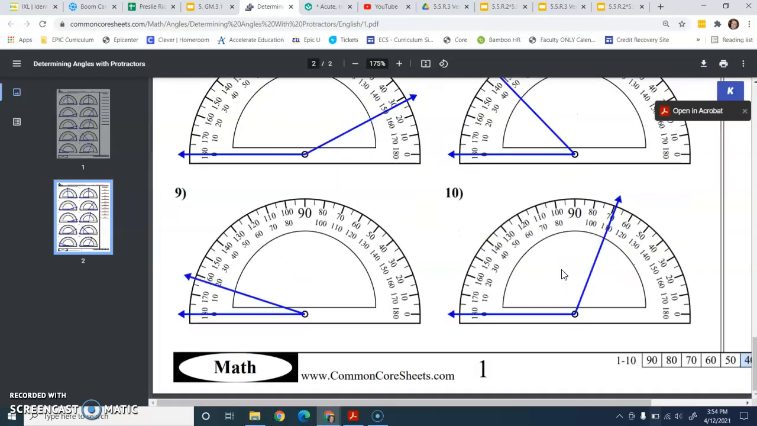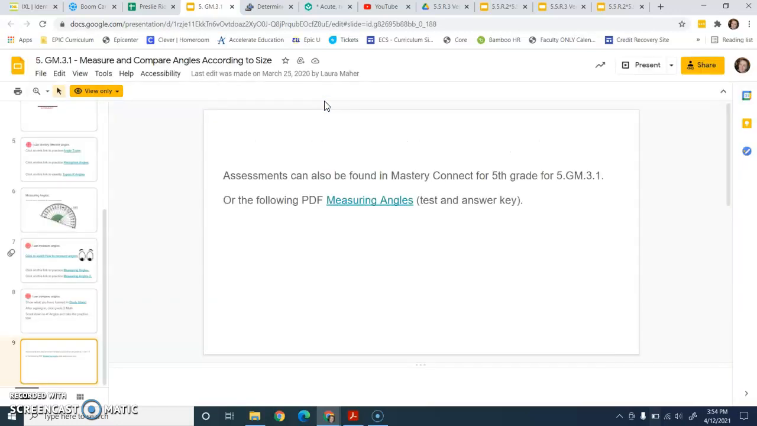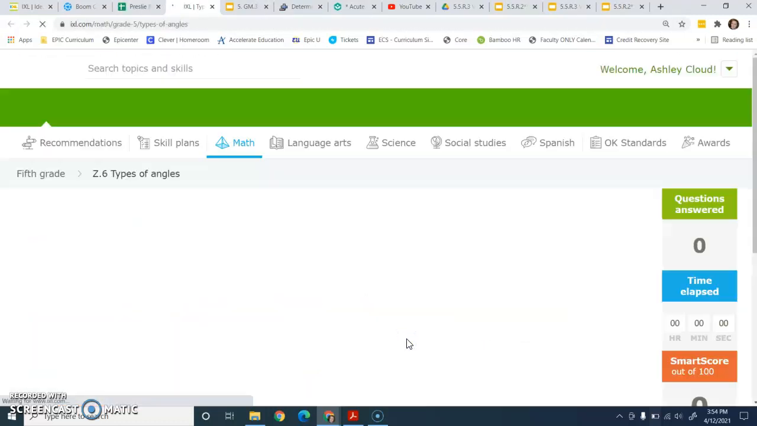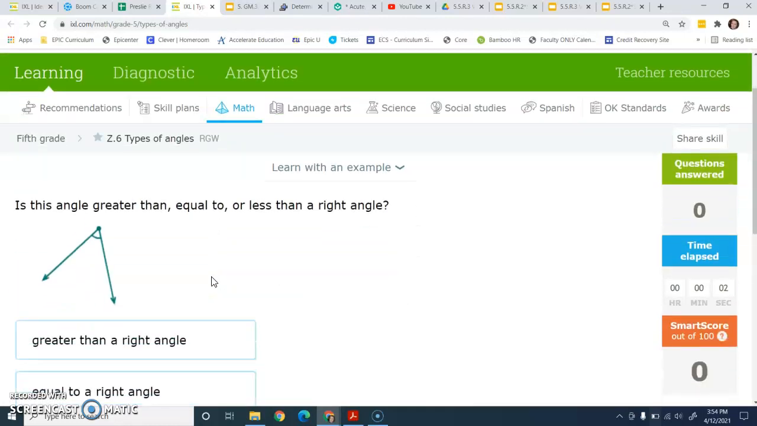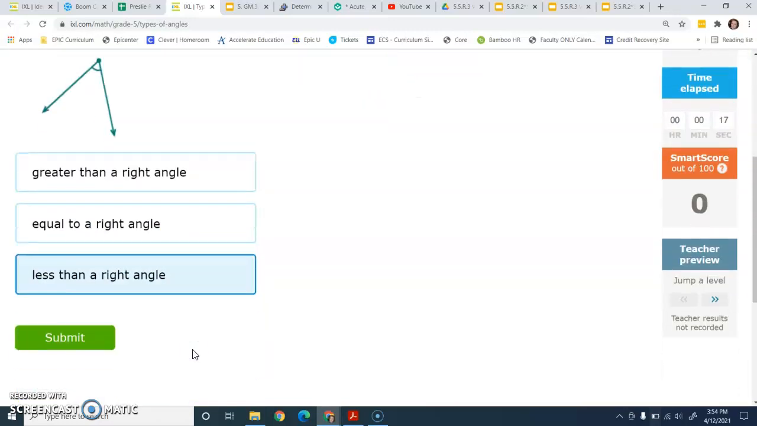So as you can see, this shows you how to measure each of those angles. And that's pretty much it. Your work should be pretty good. So on your IXLs, you have this one, types of angles. So all you're going to do is say, is this angle greater than, equal to, or less than a right angle? Now remember, a right angle is a 90-degree angle. So if you look at that one, it looks like the mouth is closing. So that one would actually be less than a right angle.